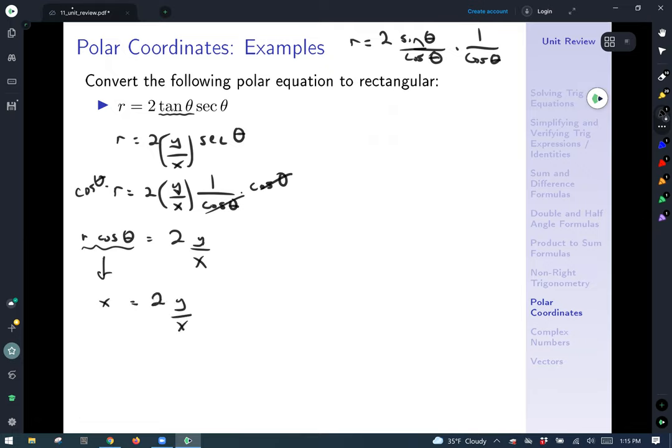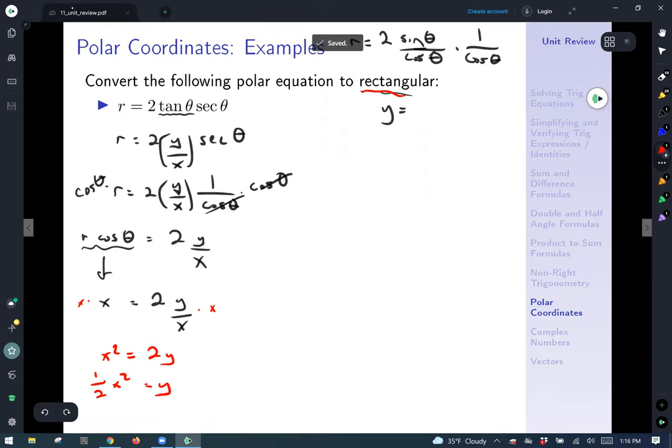And while technically we've done it here, we're smart enough that when we're working with rectangular equations, we should probably solve for y equals. And so we're going to do that in red here. We're going to multiply both sides by x. That's going to give us x squared is equal to twice y. And then dividing by 2, we don't divide in this class, we multiply by 1/2. 1/2 x squared equals y. Good enough.